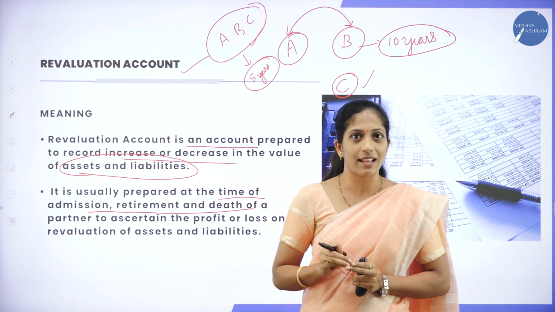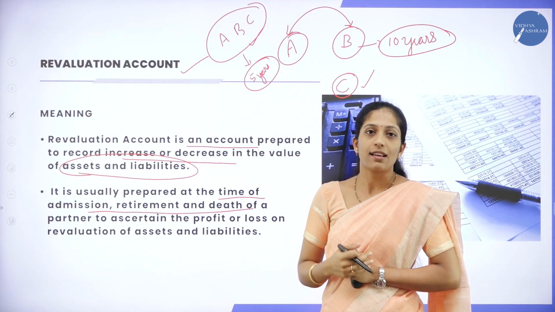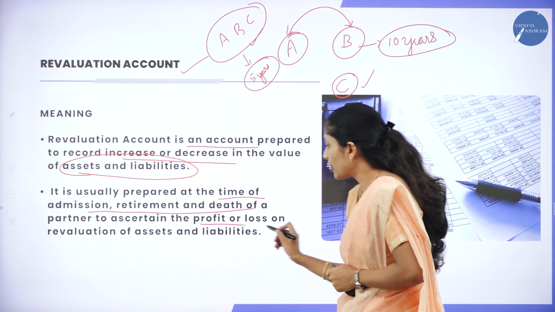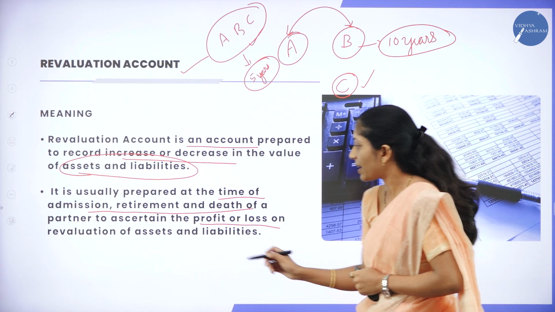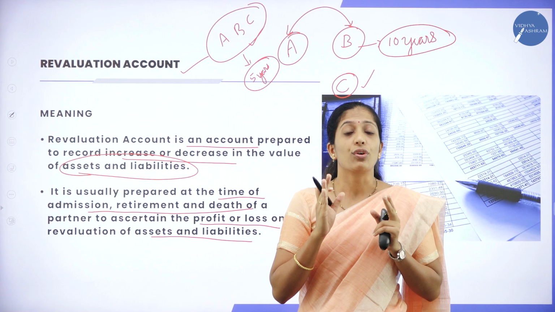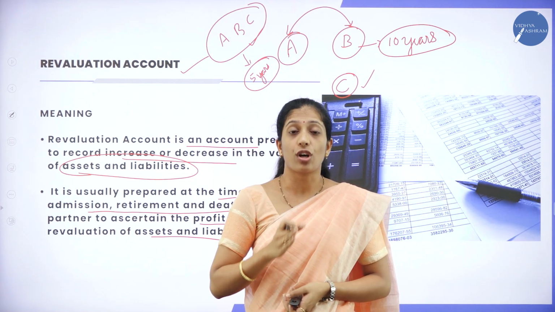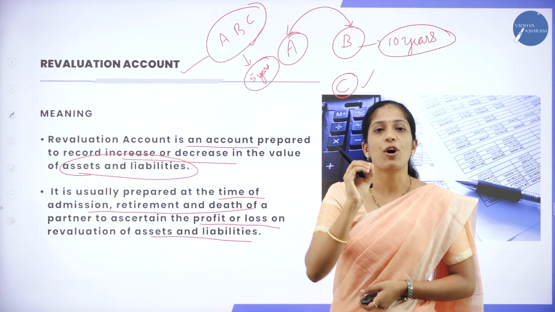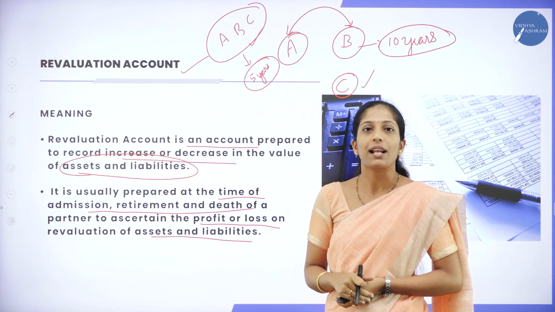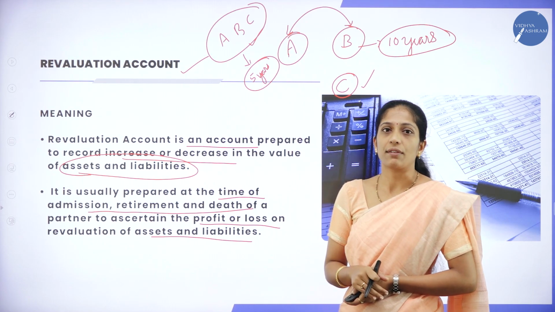in order to ascertain that, we have to prepare this revaluation account in order to know the increase or decrease in the value of assets and liability, and ascertain the profit or loss on revaluation. So in revaluation account, what you have to remember is that we record to what extent the value of assets and liability have increased or decreased, and the difference amount will be either profit or loss on revaluation, which has to be distributed among the partners in their profit sharing ratio. So this is about revaluation account.